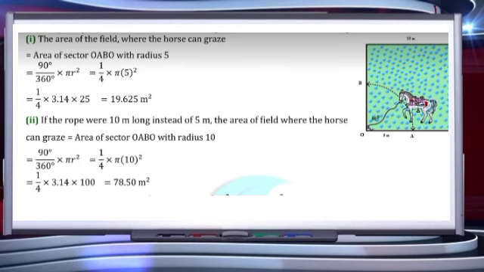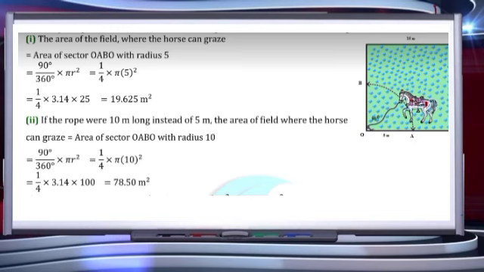So students, as you can see in the figure, the horse is tied at one corner of this field. So the area will become the area of a quadrant. Its formula is theta upon 360 into pi r square. In case of a quadrant, theta is 90. Here r is given as 5. We will substitute both the values in the formula and simplify it. On simplification, it comes out as 19.625 meters square.